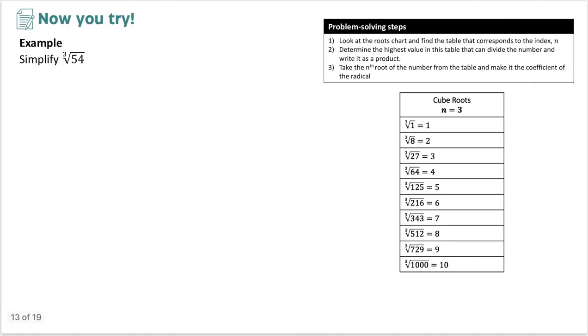So the cube root of 54, okay, I'm going to go to my chart and find n equals 3. The biggest value that evenly divides 54 is 27. So I'm going to rewrite this as the cube root of 27 times the cube root of 2. The cube root of 27 is 3, so we can rewrite this as 3 times the cube root of 2.